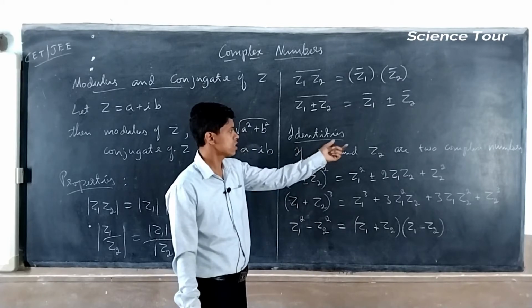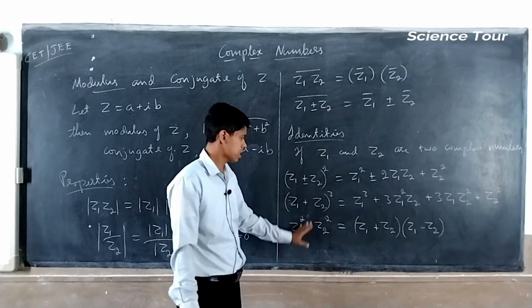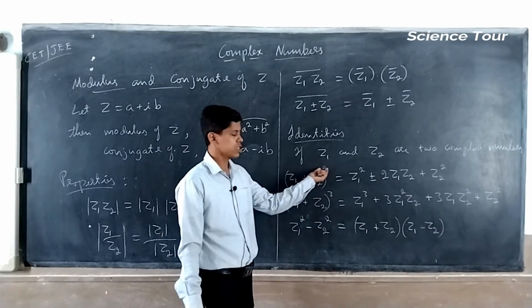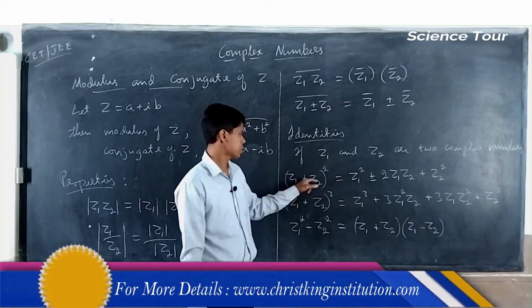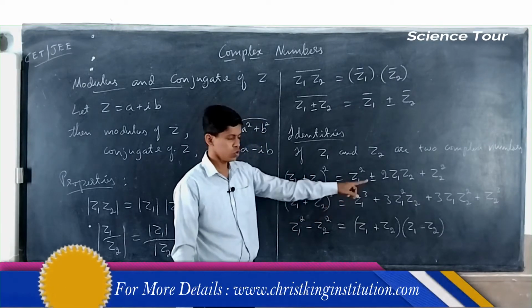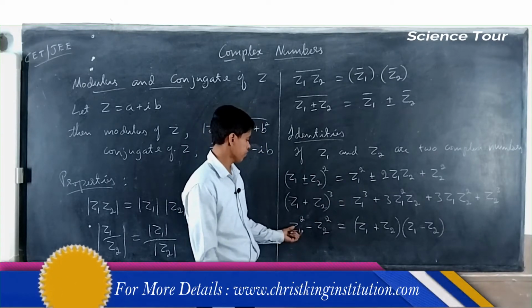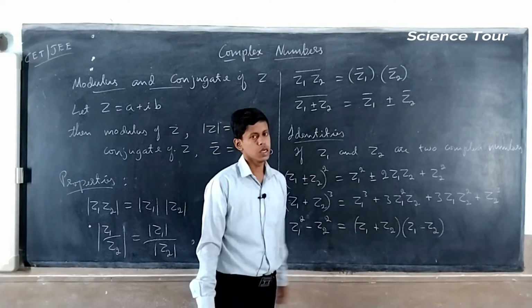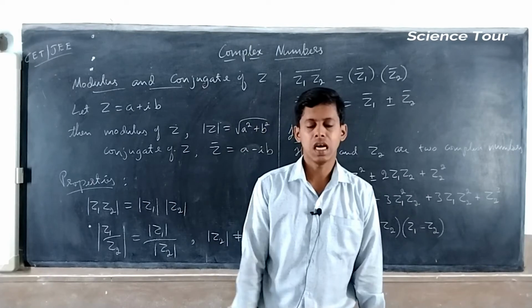Now, if z1 and z2 are two complex numbers, then these identities are satisfied, which you know already. z1 plus z2 whole square, z1 minus z2 whole square, then this will be minus. So, z1 plus z2 whole cube, that is the formula, and z1 square minus z2 square is z1 plus z2 into z1 minus z2. So, these are the identities.